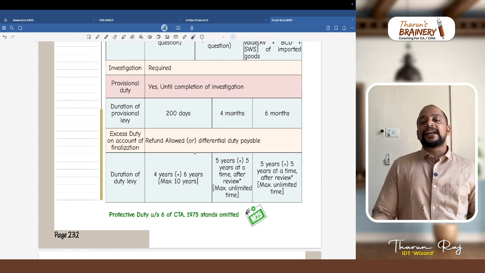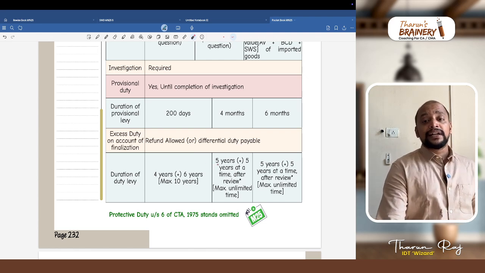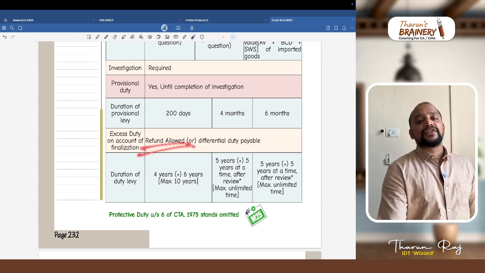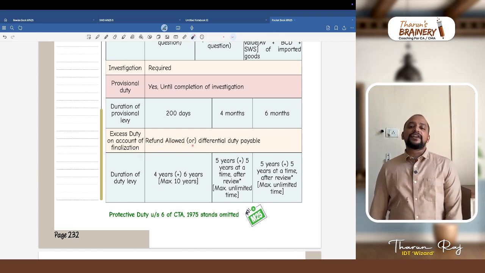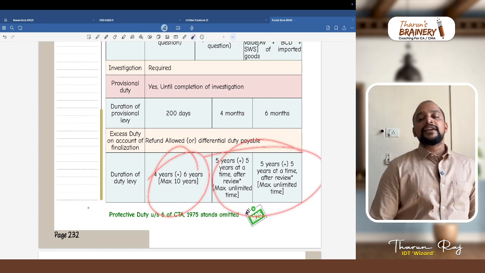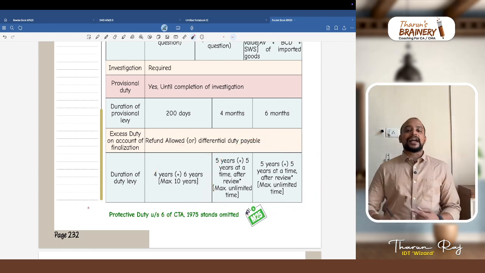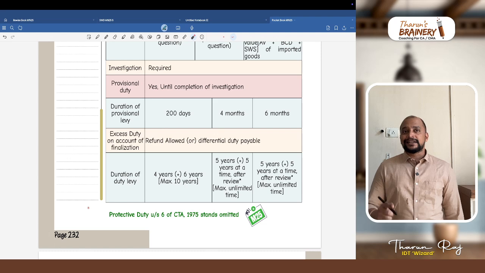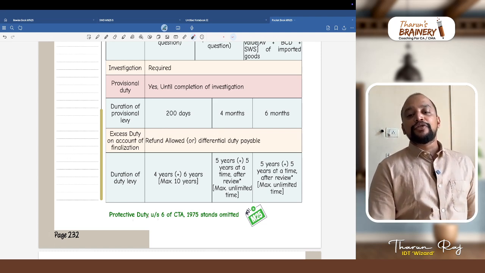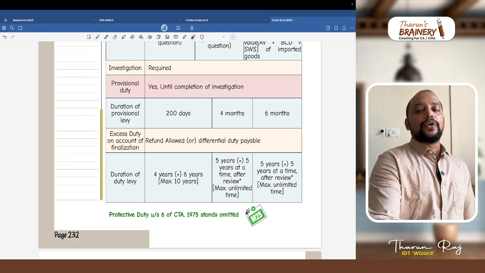What will happen upon finalization? Upon finalization, either the differential duty will become payable by the importer, or if excess paid, that will be allowed as refund. Duration of levy: 4 years plus 6 years, maximum 10 years for safeguard duty, but these two will be 5 years plus 5 years at a time after review, and it can be extended for any unlimited time period. And we had protective duty before under section 6, that is now omitted.